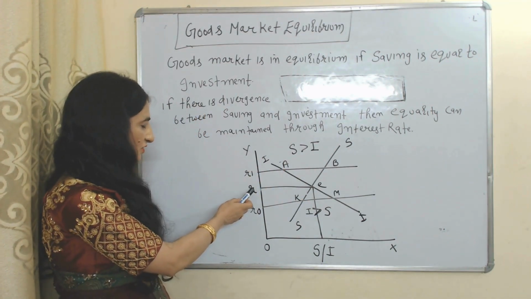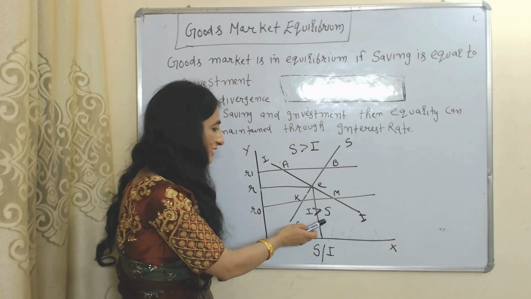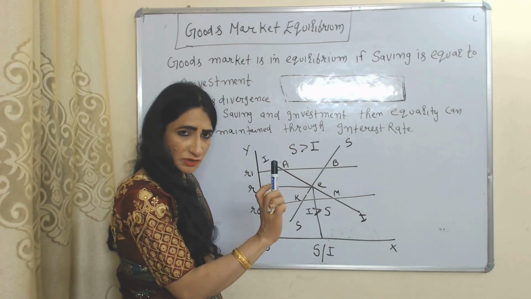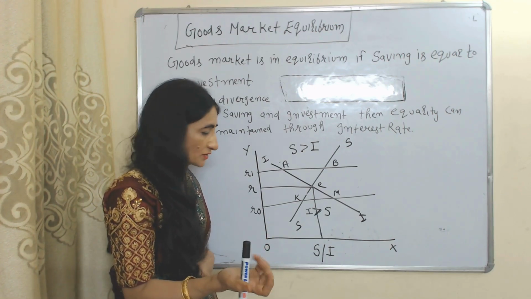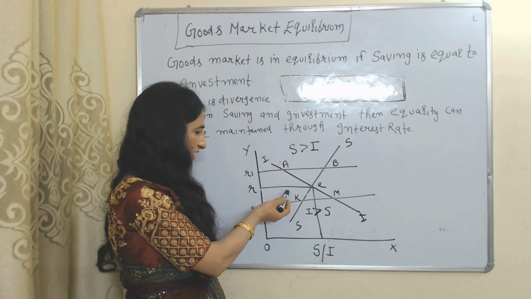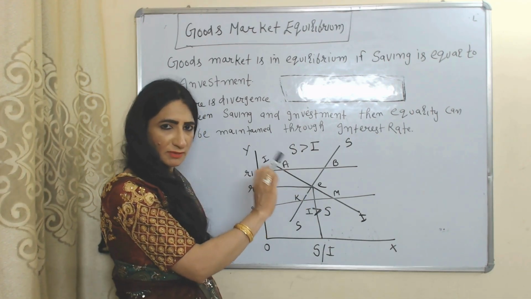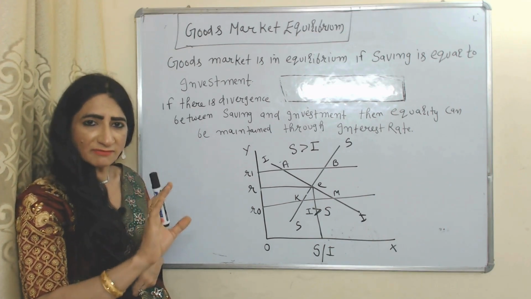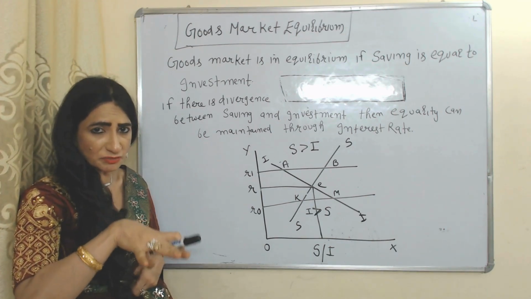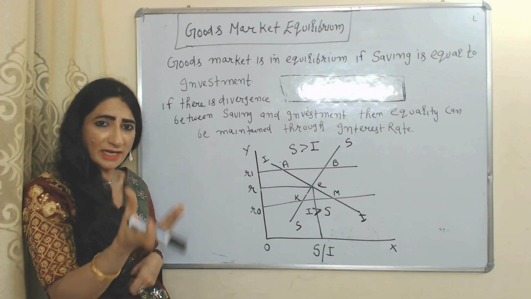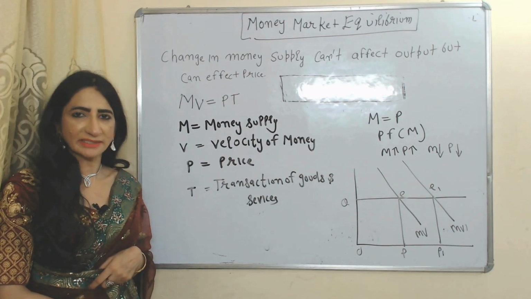Now, suppose the interest rate falls from R to R0. At a lower interest rate, investment exceeds saving. People don't want to save in banks because of the low interest rate, but investors want to take more loans. As a result, the interest rate increases again, and eventually we will achieve this E point where saving is equal to investment. So here you can see saving will always equal investment. If there is any divergence between saving and investment, then through the interest rate we can again maintain equality between saving and investment. Now we'll see money market equilibrium.